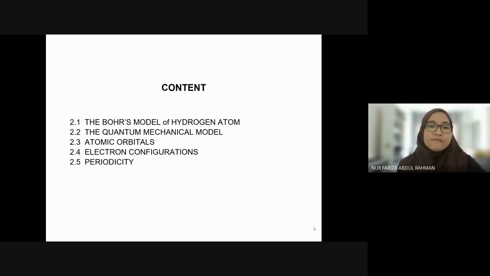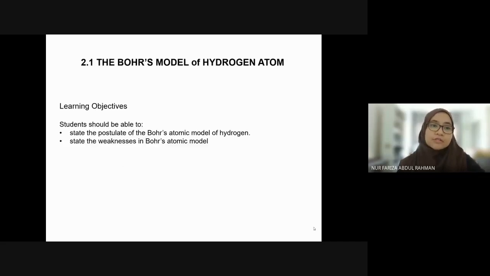So these are the content for topic 2. As you can see, we only have 5 subtopics in topic 2. All right, so let's start with subtopic 2.1, the Bohr's model of hydrogen atom. We have 2 learning objectives for this subtopic. Once you have completed this subtopic, you should be able to state the postulate of the Bohr's atomic model of hydrogen and state the weaknesses in Bohr's atomic model.